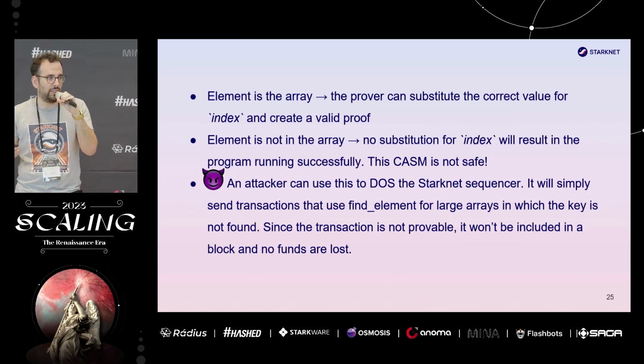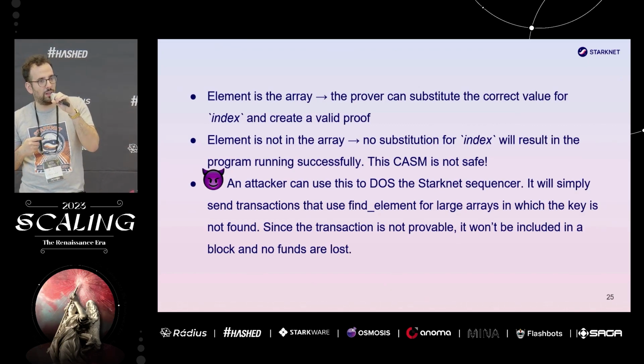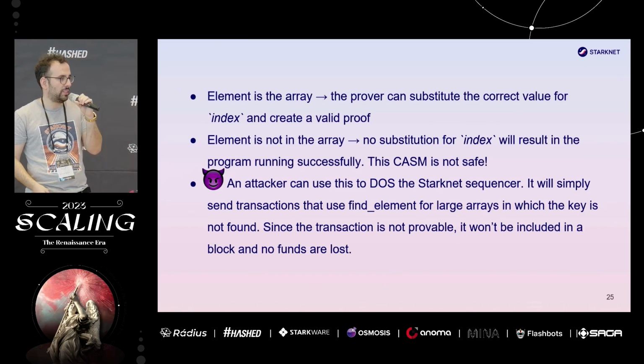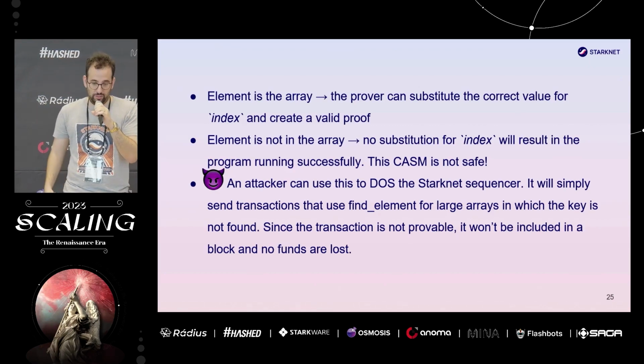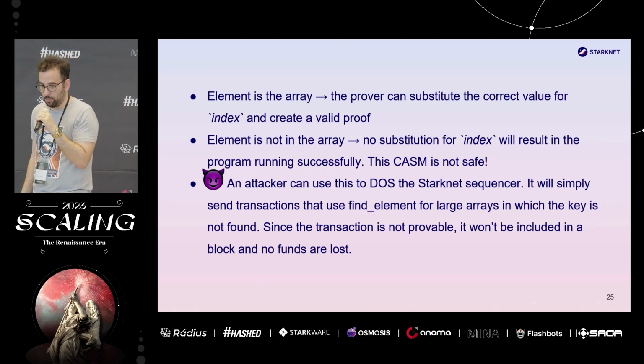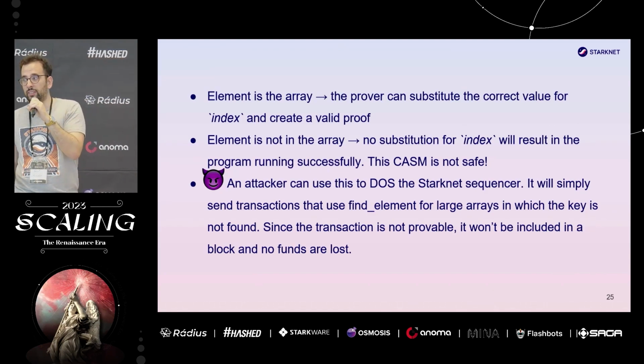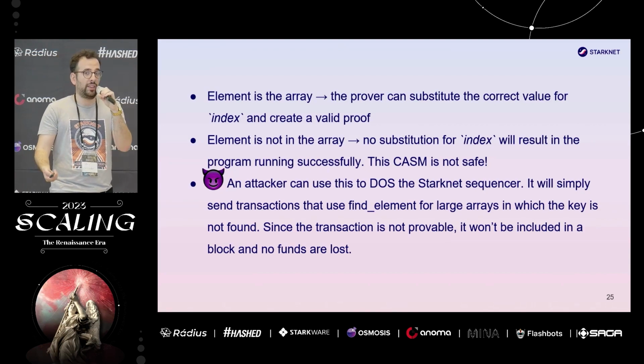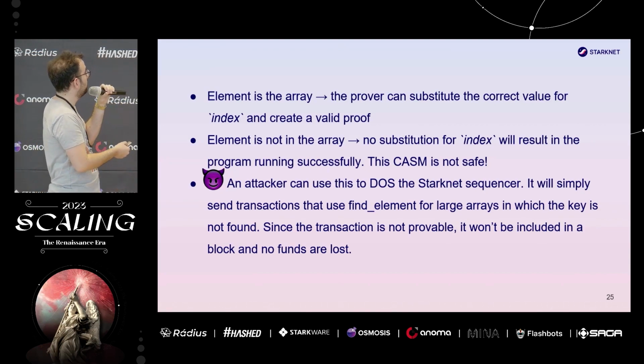Unlike the validator in the division by 0 example, I can't include the transaction in a block because I can't prove it. And if I can't include it in a block, I can't get paid. So that's a very big problem. I did a lot of work. I iterated through a very large array. I get no money. I'm very sad.